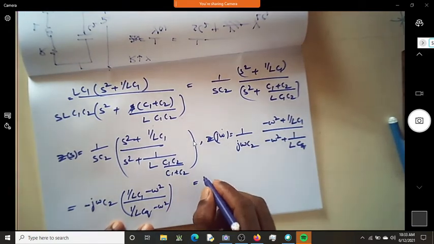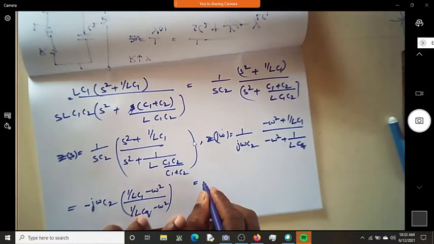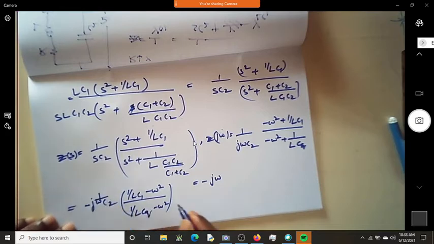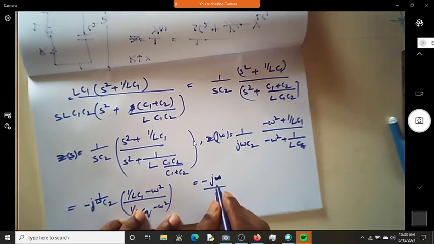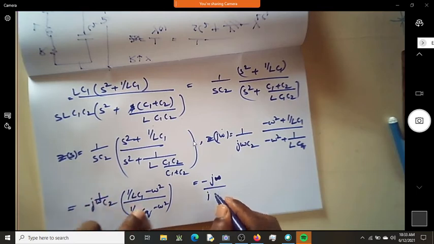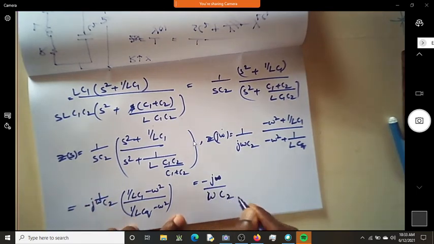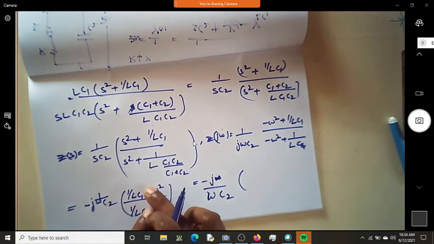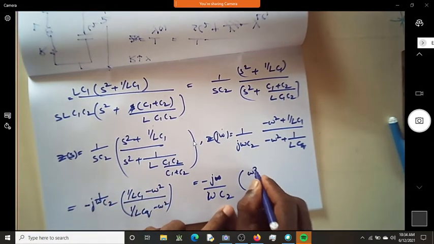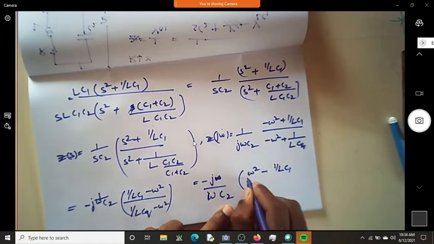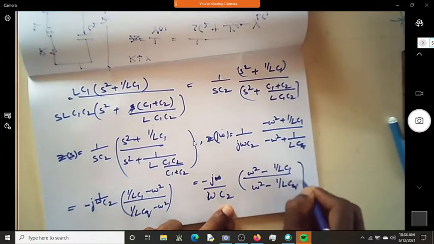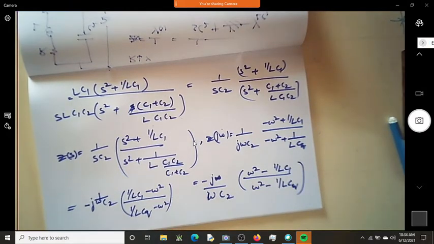So let us, of course, I can also write it this way, minus j omega, sorry, this is j down. Minus, okay, j will come up there. This is omega C2. I will just take the minus sign outside in both numerator and denominator. Can I write it as omega square minus 1 over LC1 by omega square minus 1 over L C equivalent? Yes, sir. This is fine.